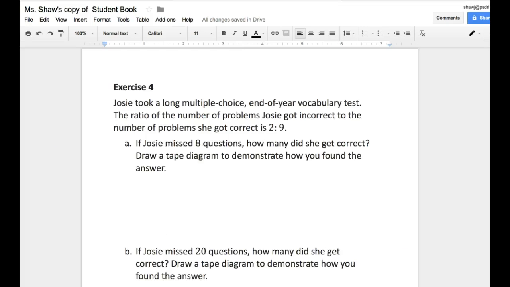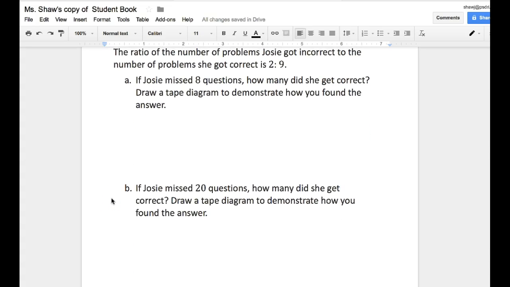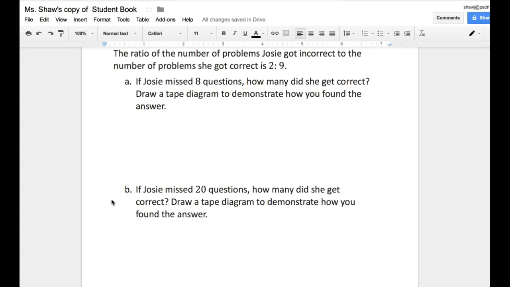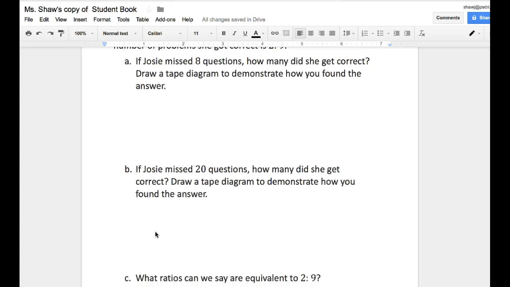Okay, now for exercise 4, I'm going to read it with you, but then I'm going to let you go off and work on it on your own. Josie took a long multiple choice end-of-year vocabulary test. The ratio of the number of problems Josie got incorrect to the number of problems she got correct is 2 to 9. If Josie missed 8 questions, how many did she get correct? Draw a tape diagram to demonstrate how you found the answer. That is just the same as we did in exercise 3, with the exception that our context is a little different. Looking at B, if Josie missed 20 questions, how many did she get correct? Use a tape diagram to demonstrate how you found the answer again.